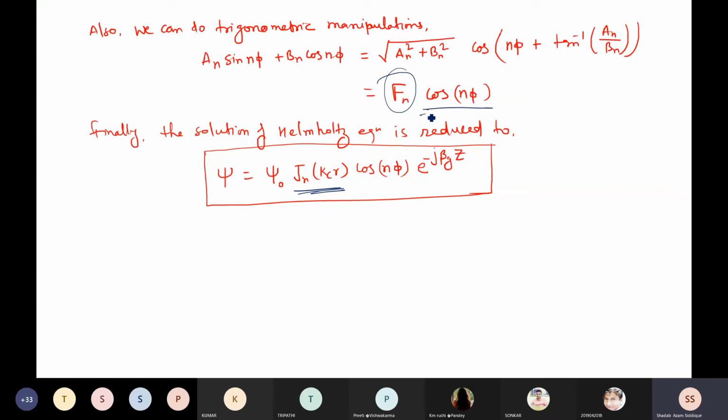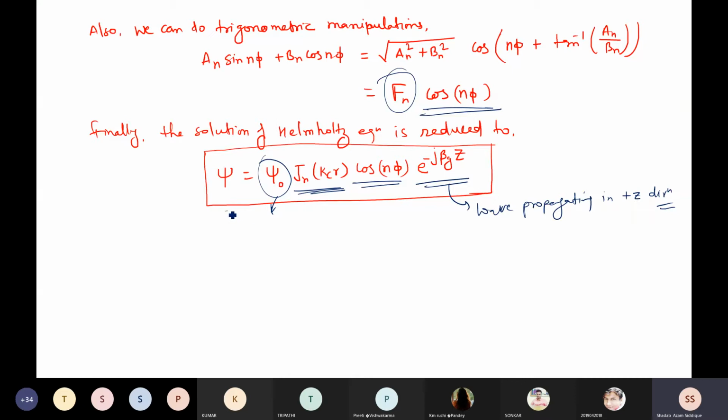If you take this cos n phi here and this Fn, and whatever Cn there is, Cn times Fn is multiplied and equated to psi naught. So this is a constant value, giving psi naught Jn(kc r) cos n phi, for the wave propagating in the positive z direction. That's why we have taken this term only.